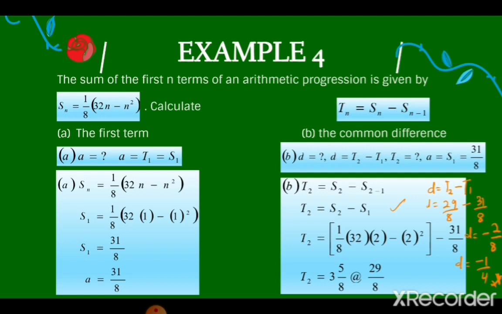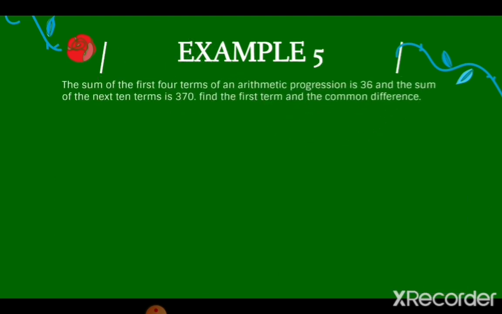Okay, next. The sum of the first 4 terms of an arithmetic progression is 36. Sum of the first 4 terms, so we said that S4 is equal to 36. And the sum of the next 10 terms.